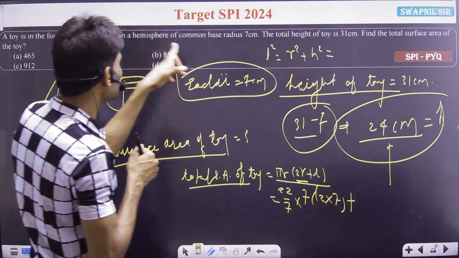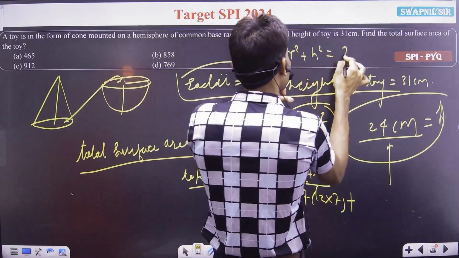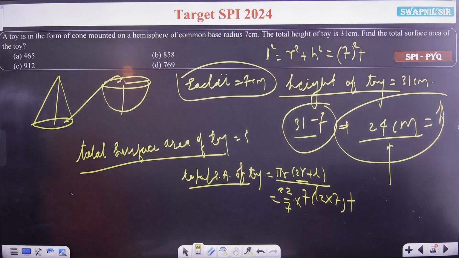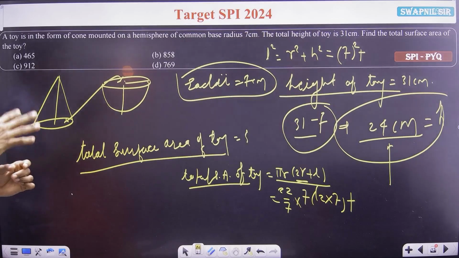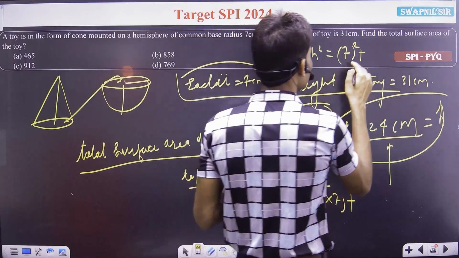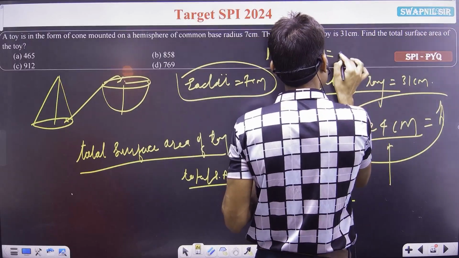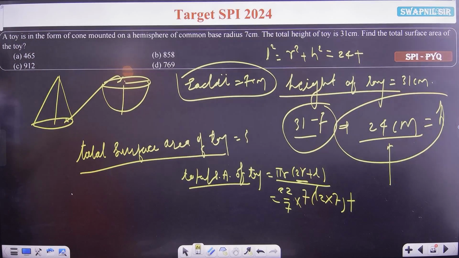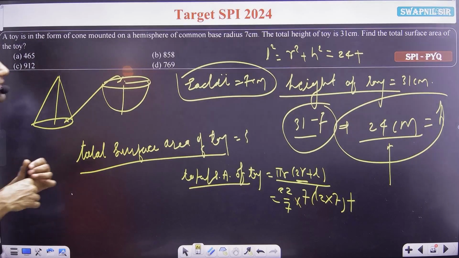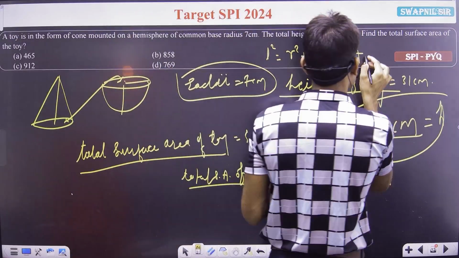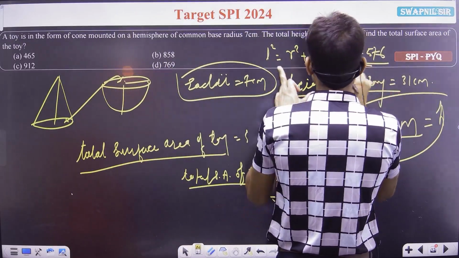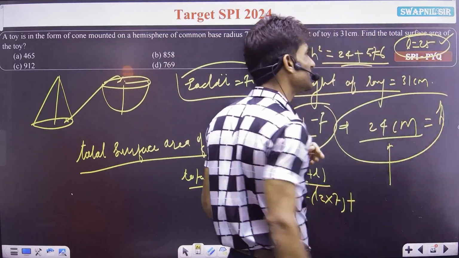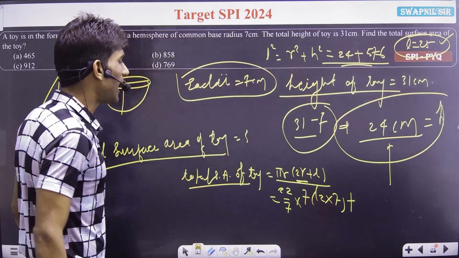7 square is 49, so we write the radius as 7 square, plus the height square, which is 24 square. Let me write the squares directly for these two terms, since I don't have space here. 24 square is 576, the square of this one. If we take the square root from both sides, we get l equal to 25. This is our required value for the slant height, l.